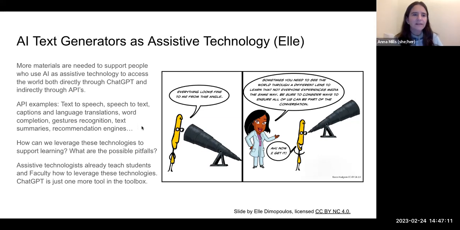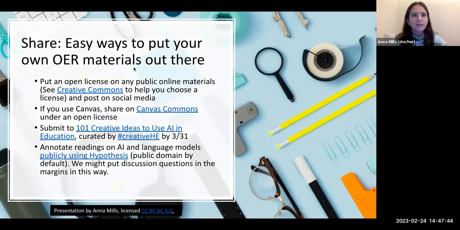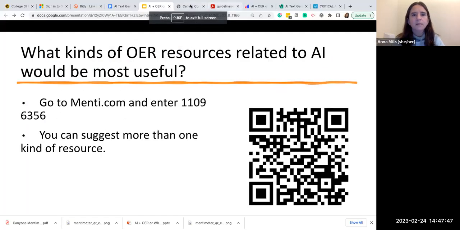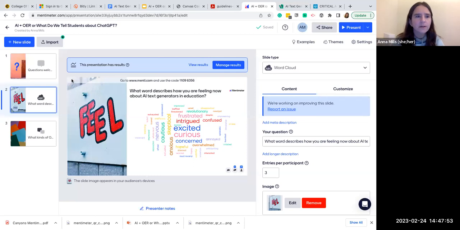I find that really inspiring. I think there's so much assistive technology that can be helpful in a broad sense to so many students. And yet it's prone to all the same kinds of problems that we've just gone over. So I thought this might be a good moment for another interactive poll. I would love to know what kinds of OER resources you would reach for first if they existed around AI text generators. So if you can go to that slide on the Mentimeter.